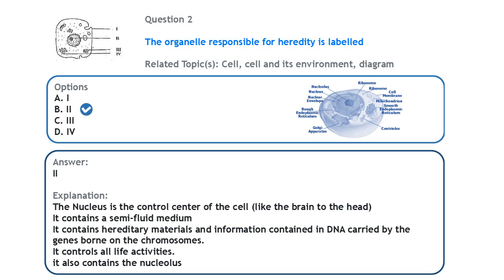Next, on cell, the organelle responsible for heredity is labeled II. That is the nucleus. The nucleus is the control center of the cell. It's responsible for what we call heredity. Heredity is the transmission of characters or attributes between parents and offspring, and the nucleus contains hereditary materials which are contained in the DNA.